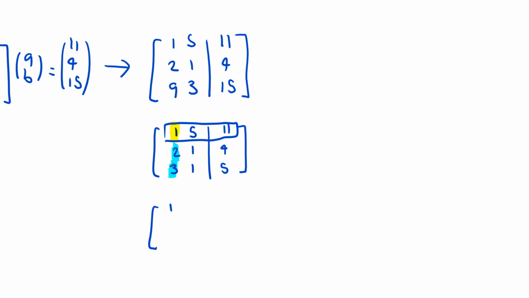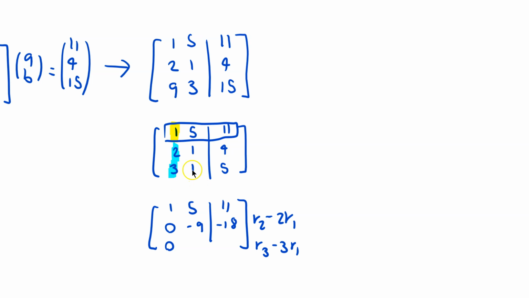I'm gonna subtract 2 times row 1 from row 2. So row 2 minus 2 times row 1 is going to be, let's see, 0 here and then negative 9 here. 4 minus 22 is negative 18. And now I'm gonna subtract 3 times row 1 from row 3. So my row 3 minus 3 row 1 is going to be 0 here. 1 minus 15 is going to be negative 14. And then 5 minus 33 is going to be negative 28.